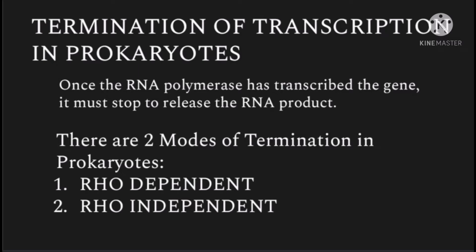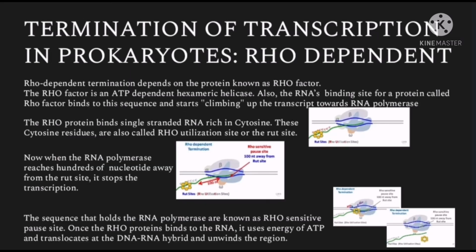Once the RNA polymerase has transcribed the gene, it must stop to release the RNA product. So how do we release the RNA product? There are two modes of termination in prokaryotes, known as Rho-dependent and Rho-independent. Rho-dependent termination depends on the protein known as the Rho factor. What is this Rho factor? It is an adenosine triphosphate-dependent hexameric helicase. It binds to this sequence and starts climbing up the transcript toward RNA polymerase.